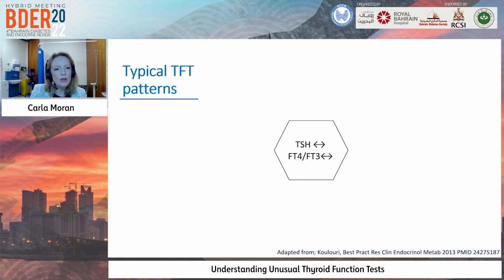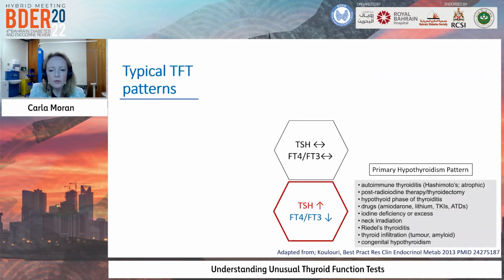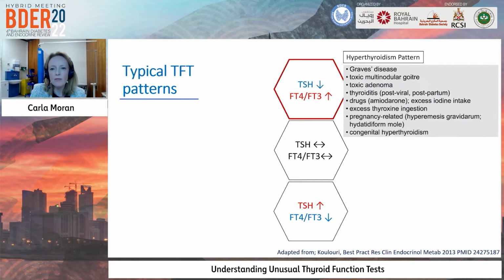Okay, so we'll go through the various thyroid function test patterns that we might see. Of course, initially the thyroid function test can be normal. A very common pattern we might see is a raised TSH with a low T4, and that of course fits with primary hypothyroidism due to any cause. A low TSH with a raised T4 and T3 fits with primary hyperthyroidism. And again, you'll be very familiar with the causes of hyperthyroidism.